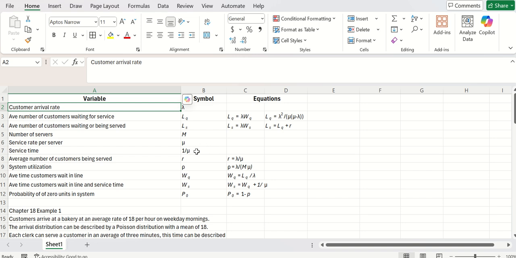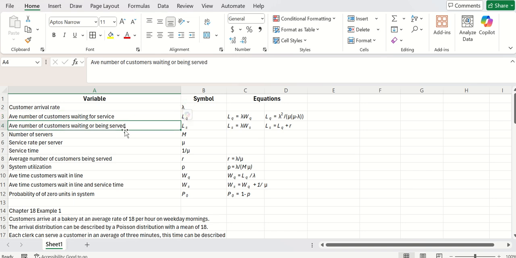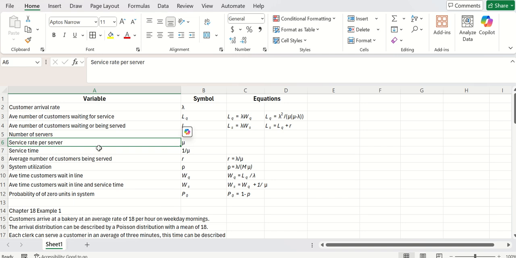Another thing that we normally end up talking about is the average number of customers who are waiting for service, right? How many people are just there waiting, being backed up, or how many are actually being served? Number of servers, this is the number of different registers that are open that'll let you get through there. The service rate per server, the service time, which is the amount of time that each person is being served whenever they finally get through to it.